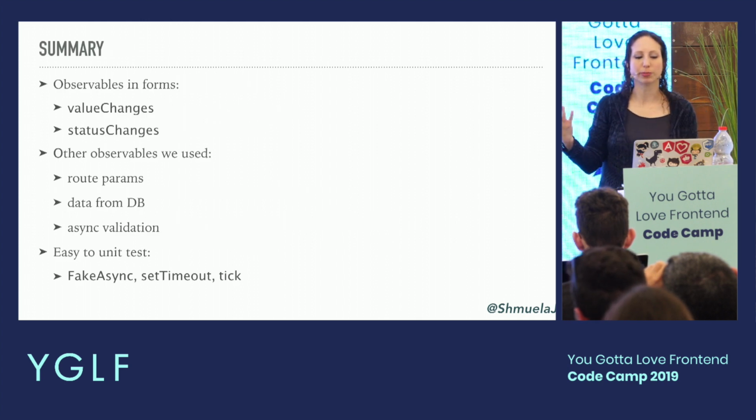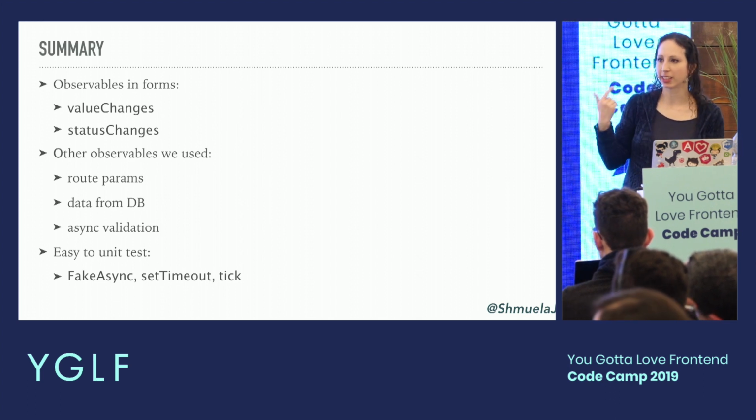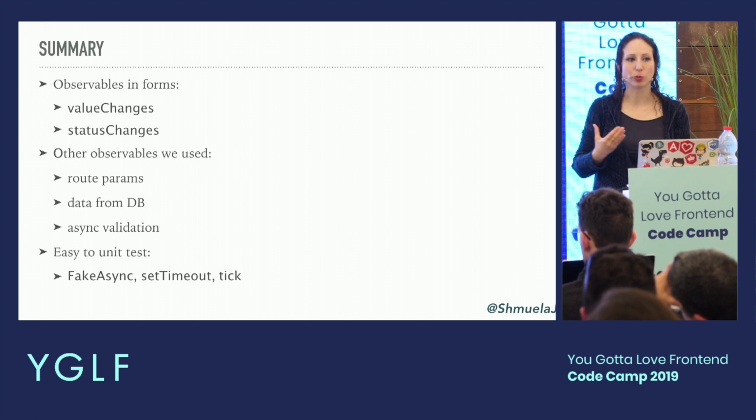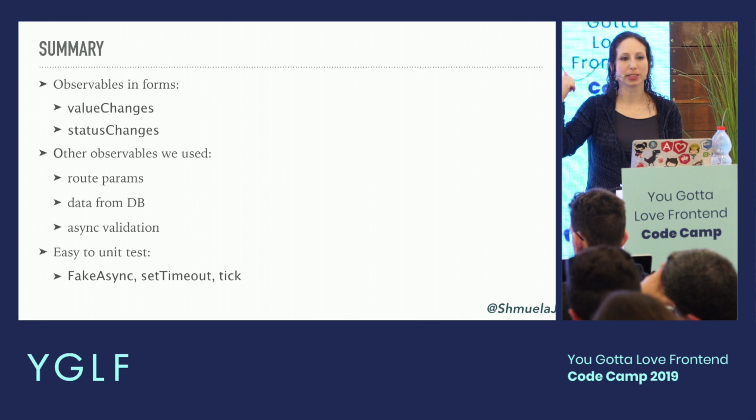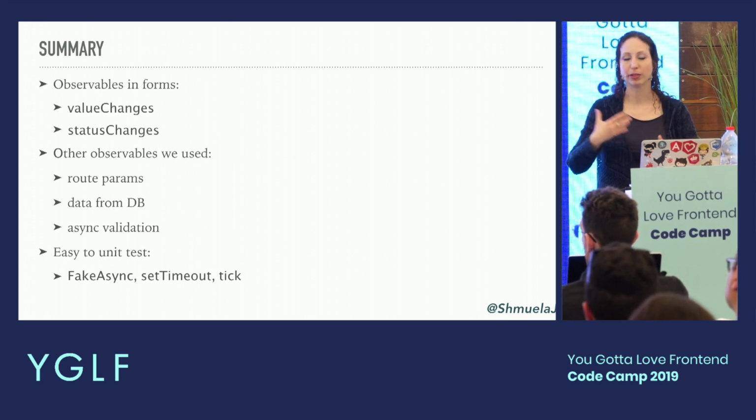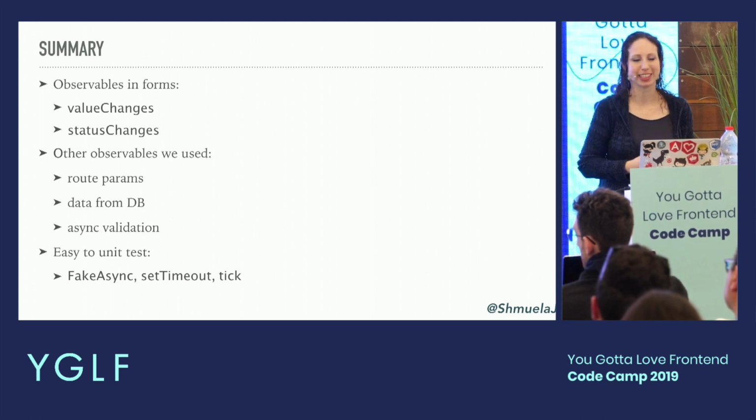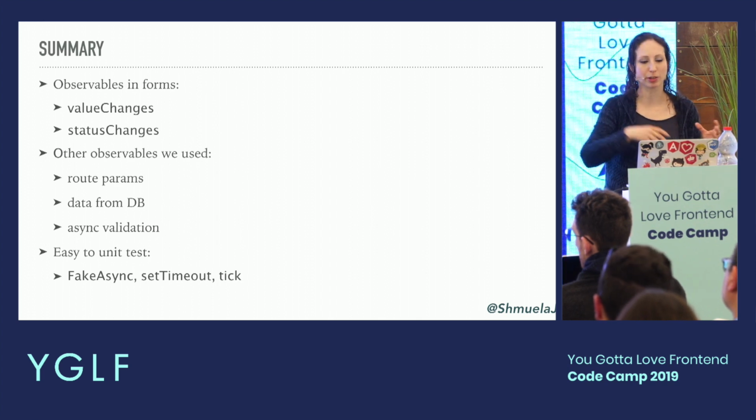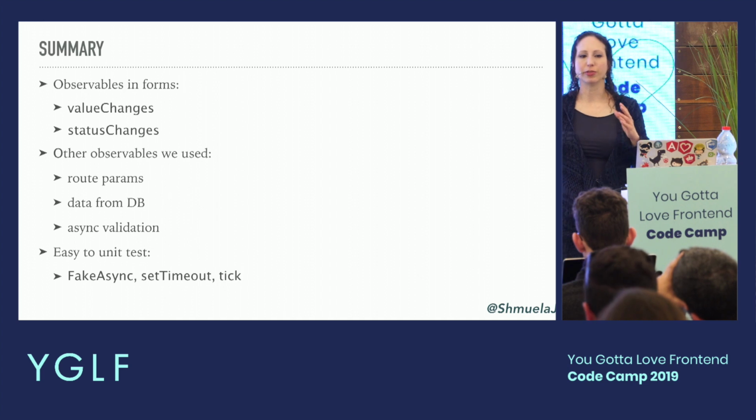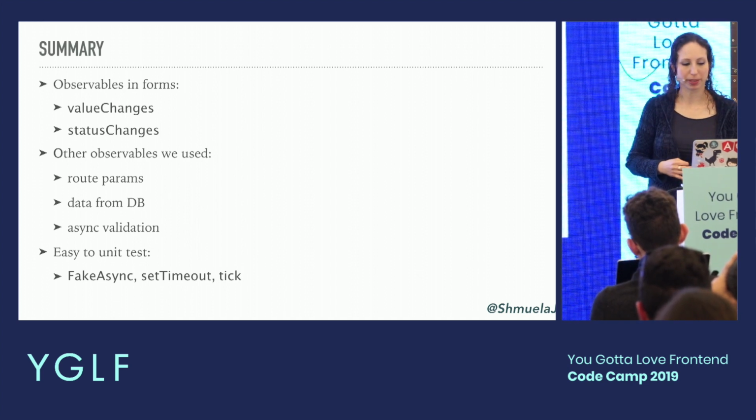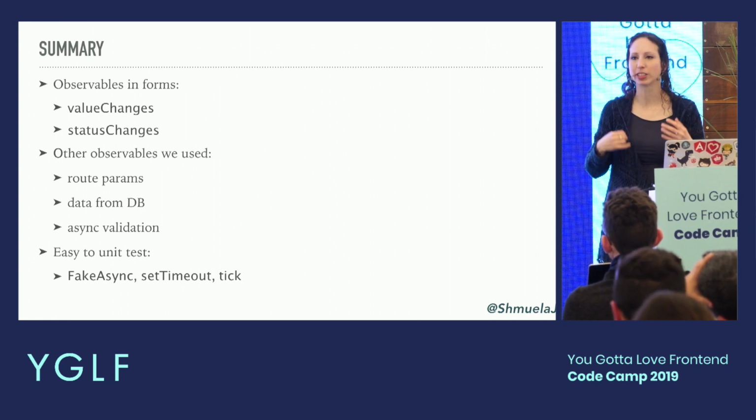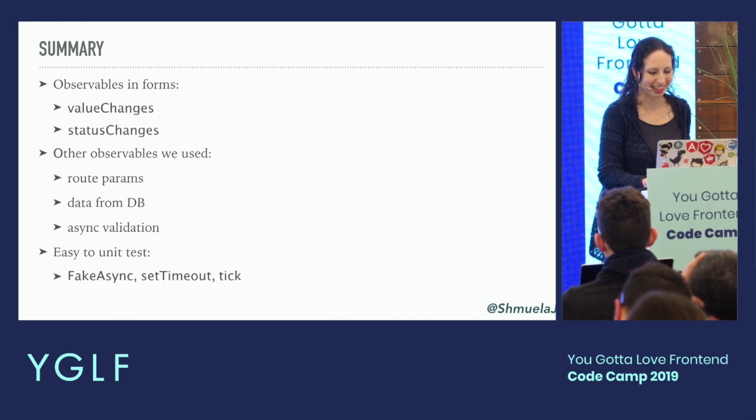So in summary, we saw 2 observables that we have in reactive forms in Angular, valueChanges and statusChanges of a form control, and we also have them on form groups and arrays. Other observables that we used in our demo are observables that come from the router, the route params, data from the database with HttpClient, and async validation, which can return a promise, but we prefer to return an observable of either an object if there's an error or null if not. And when you're using reactive forms and observables, it's really easy to write unit tests because you have helpers like fakeAsync, setTimeout and tick, but these are for another lecture.